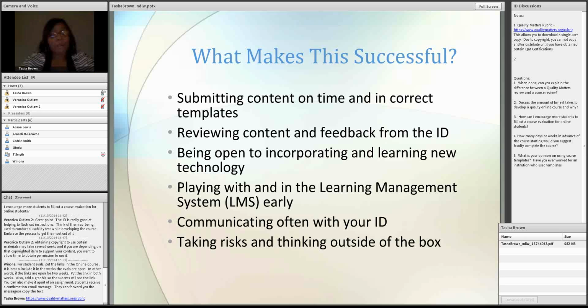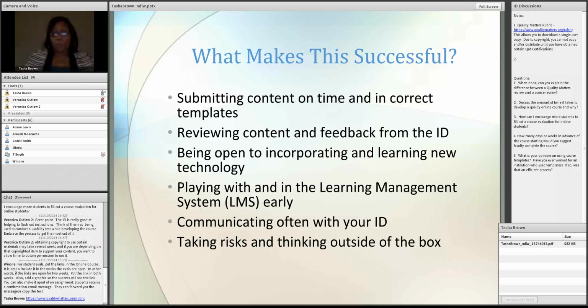Also, playing with your learning management system early. And by learning management system, I mean your Blackboard, if you're using Blackboard, or you may be using Sakai or Moodle or Canvas, whatever your system is. Play with it before the first day of class. Just get in there, get a play shell and see how it works. You can't tear anything up usually, so it's important that you play in it so that when you're teaching the course, you're not trying to learn how to teach the course and learn a new management system all at once.